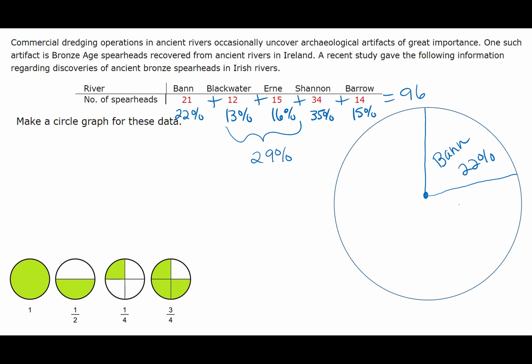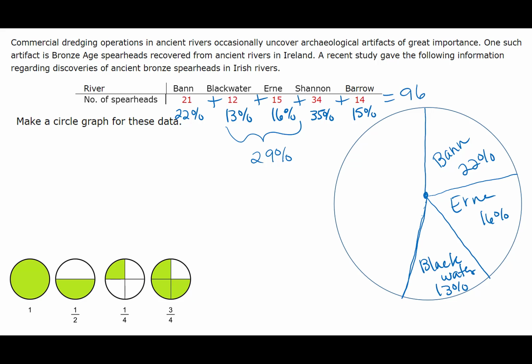And so starting from the center, instead of going straight down, I'm going to go off to the left just a little bit. Now this section is going to represent 29, and then 13 and 16 are almost equal, but 16 is slightly larger. So I'll do my best to try to create one that's a little bit larger than the other one. And we'll say this is Ernie at 16%, and then Blackwater at 13%.